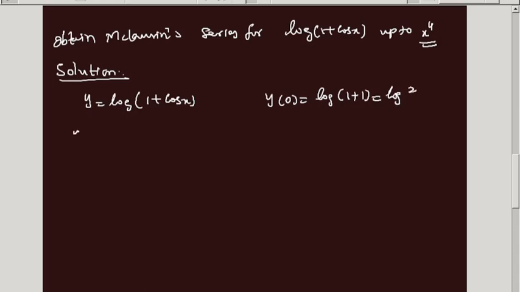So here if we differentiate this one, y1 equal to derivative of log is 1 by 1 plus cos x, and the differentiation of cos x is minus sin x, minus sin x.